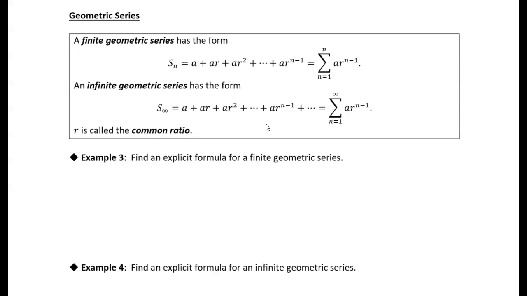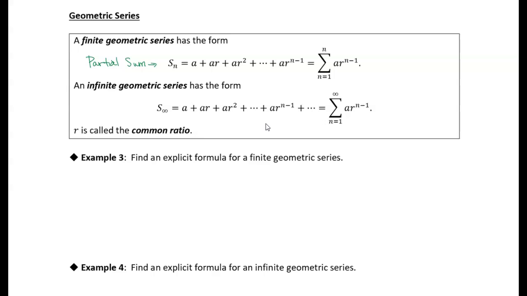Now, in example 3, we're asked to find an explicit formula for a finite geometric series. Now, a finite geometric series I just think of as being the partial sum. This is just a partial sum of the infinite geometric series, right? So this is a partial sum. And then the actual series is this infinite geometric series. But we're going to start with the finite geometric series, the partial sum, and we're going to find a formula for the nth partial sum.